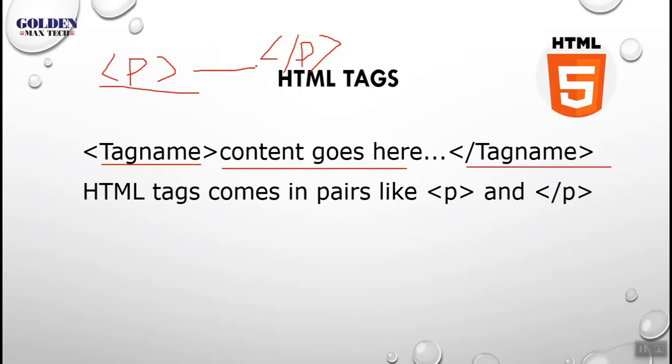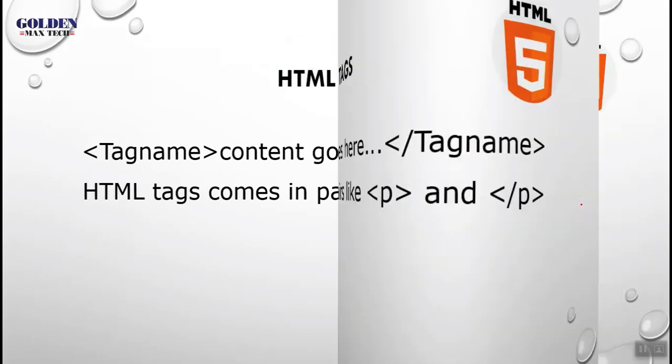And then you observe that the second tag has a forward slash. After the angle bracket, there is a forward slash before the keyword, and then another angle bracket. This is known as the end tag or the close tag. So basically, we can say that an HTML tag has an open tag and a close tag, just like the example of the paragraph tag that I gave below.